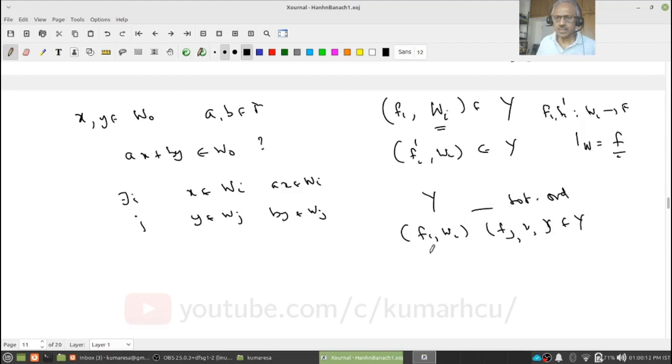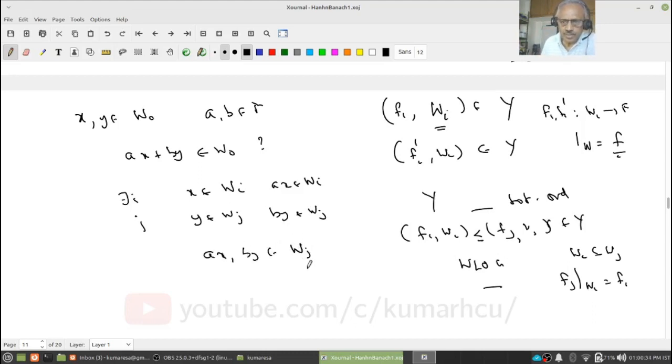That means one of them must be less than or equal to the other. Therefore, without loss of generality, let us assume Wi is contained in Wj and Fj restricted to Wi is Fi. This is where we use the fact that it's a totally ordered collection. Therefore, ax and by both belong to Wj. But what do I know about Wj? It's a vector subspace. Therefore, ax plus by belongs to Wj. That means W naught is a vector subspace. Make sure you understand these things.